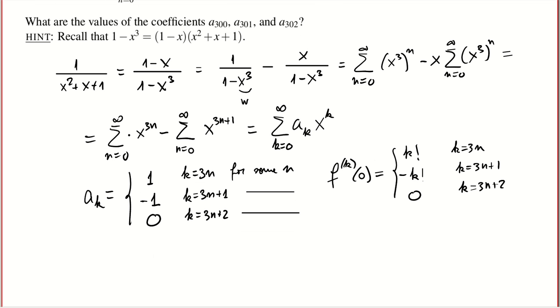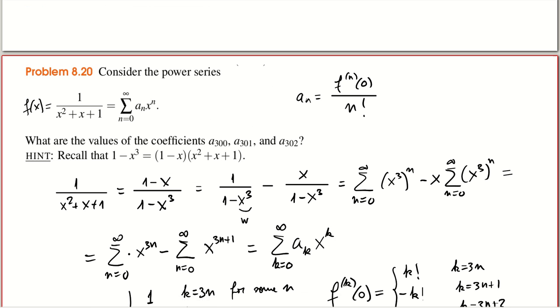Well, 300 is divisible by 3. It's of this form, so a_300 is equal to 1. Then we have a_301. 301 is of this form here, so a_301 is equal to -1. And then we have a_302, which is equal to 0. And that is the answer to this problem.